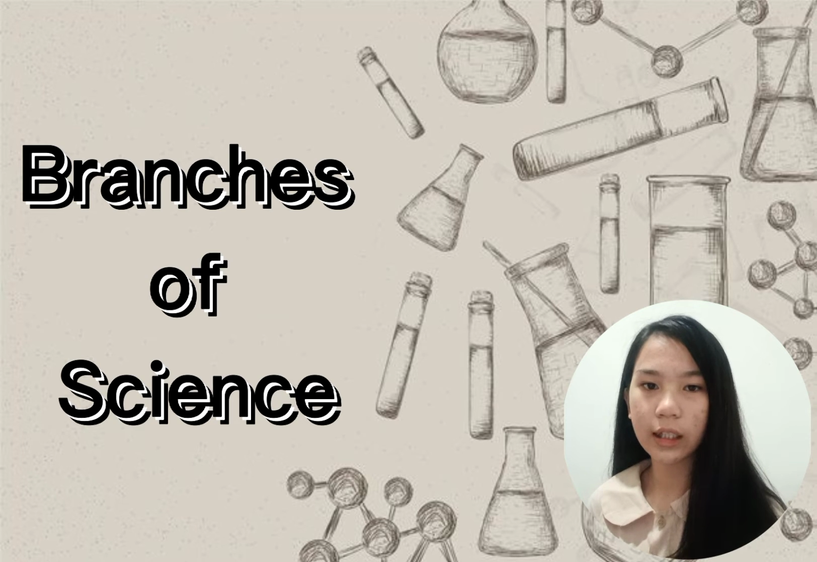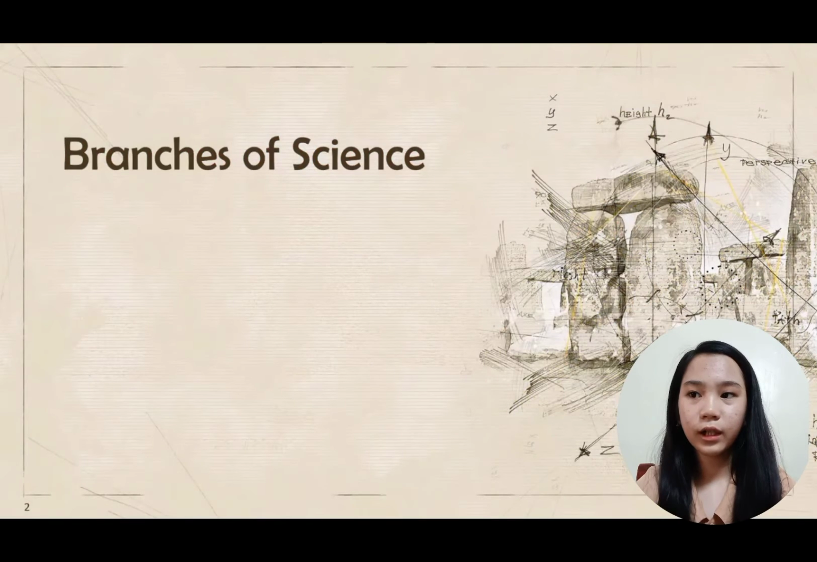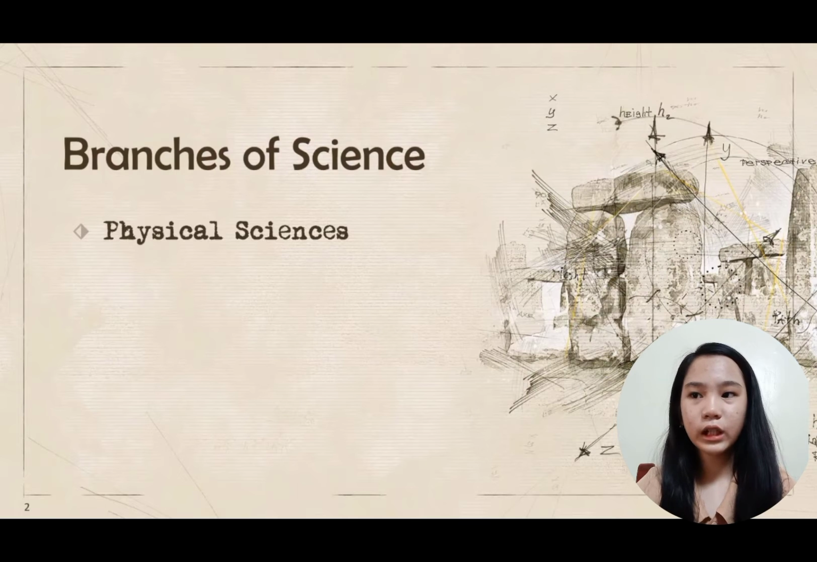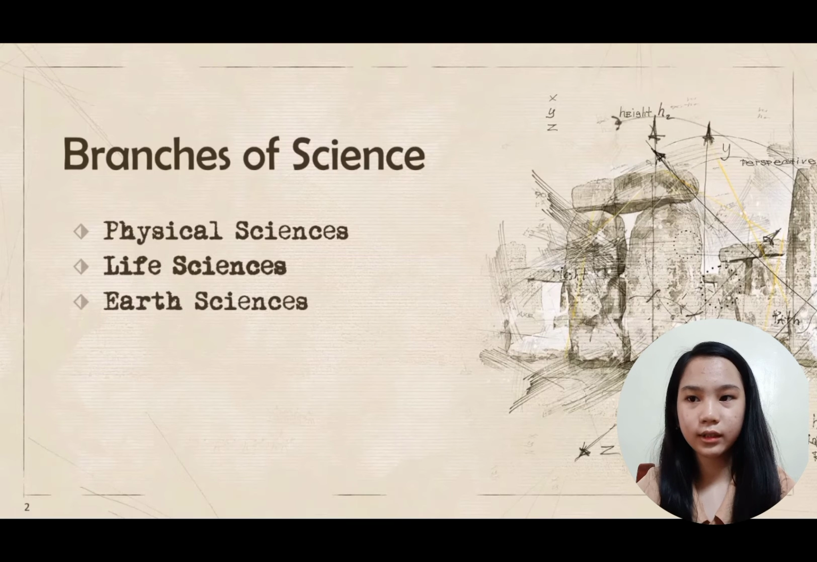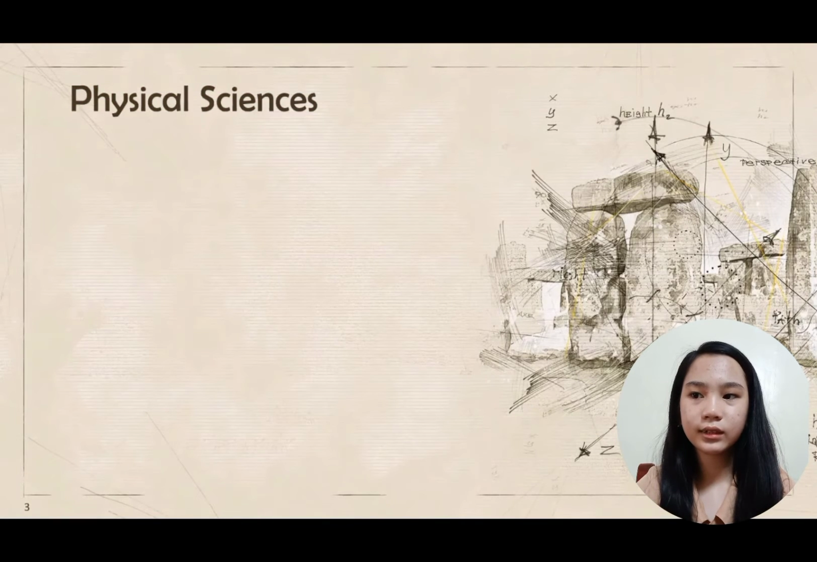We are going to discuss the branches of science. There are three main branches of science. First, we have physical science. Second, life science. And the third one is earth science. Those three we will discuss further. Under the physical sciences, there are still multiple sub-sciences.